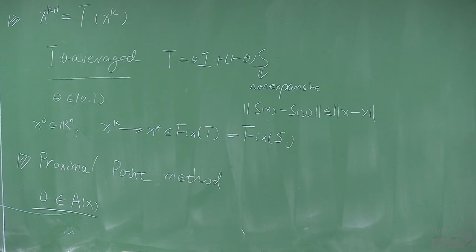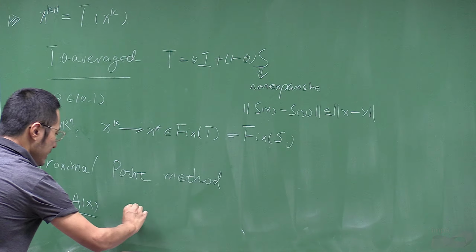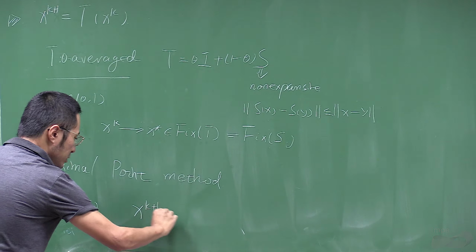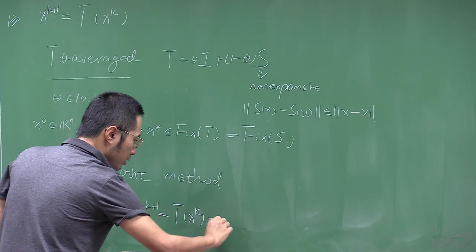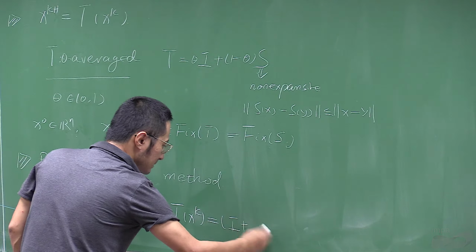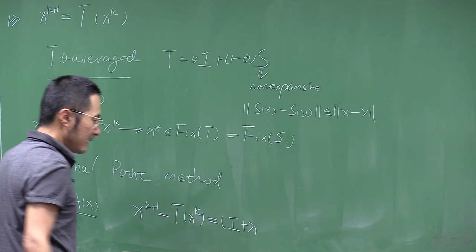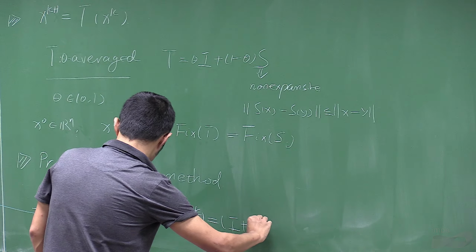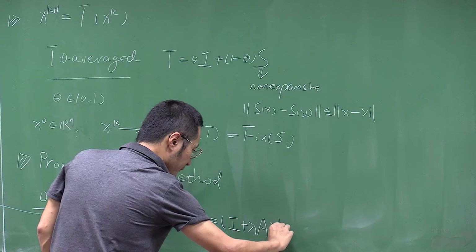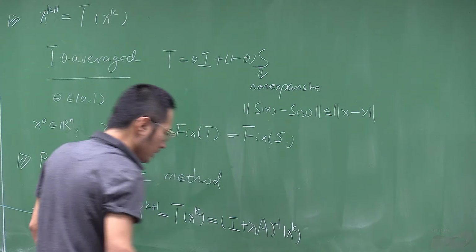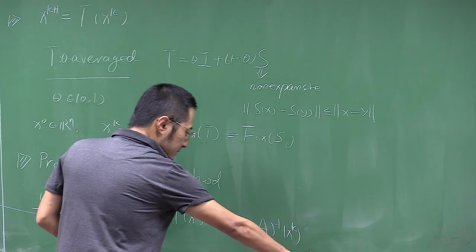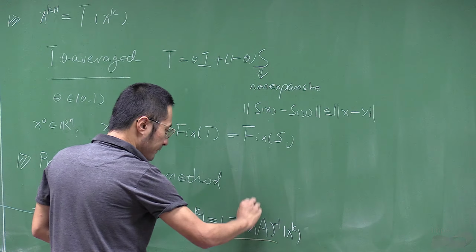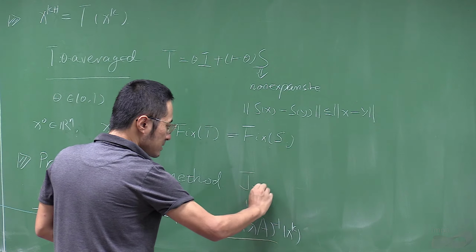If it is a maximal monotone operator, we can use the iteration defined in this way: T of x_k equals the inverse of (identity plus some positive number times the operator A), applied to x_k. This is what we call the proximal point method. And this operator, we define as the resolvent of A.